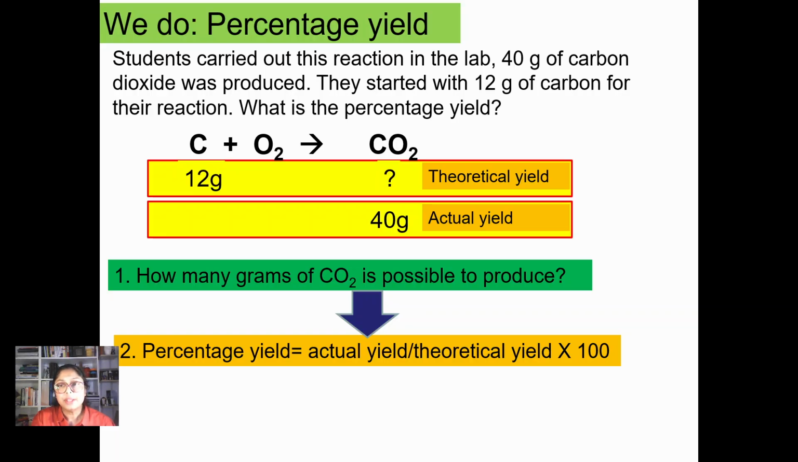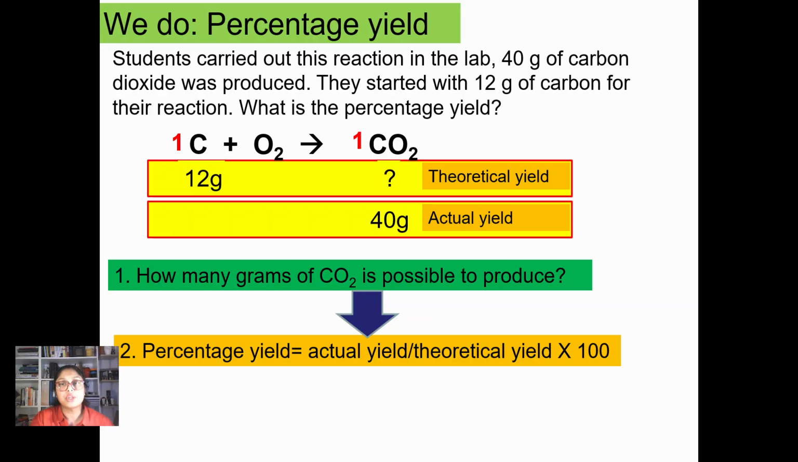So step 1, calculate how much carbon dioxide is produced from the carbon. They have started with 12 gram. So let's see if this chemical reaction is balanced. Yes, it is. So 1 mole of carbon is reacting with oxygen to make 1 mole of carbon dioxide. Now 1 mole of carbon means 12 gram, isn't it? We have learned it from the previous videos.